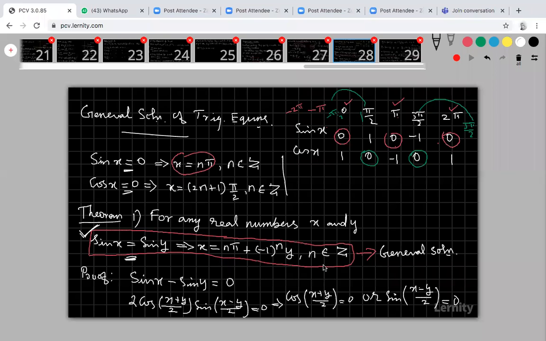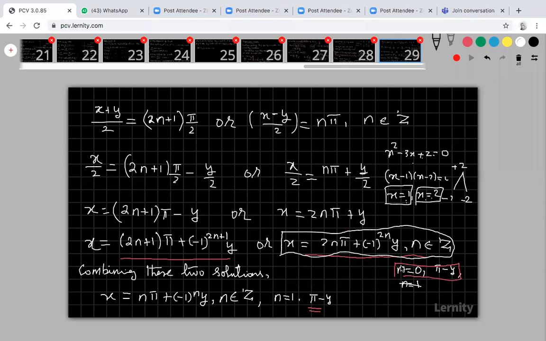What is the meaning of this? n belongs to Z means you have to apply n is equal to 0, plus or minus 1, plus or minus 2, plus or minus 3. That is the meaning. Integers. You apply 0, you will get one solution. You apply n is equal to 1, you will get one solution. You apply n is equal to minus 1, you will get one solution. You apply n is equal to 2, you will get one solution. That means n belongs to Z means you have to apply 0, plus or minus 1, plus or minus 2, plus or minus 3, because n is an integer.